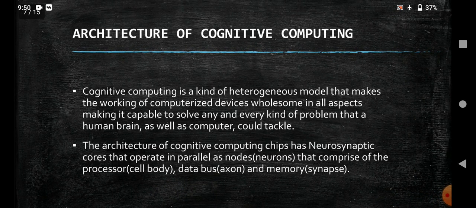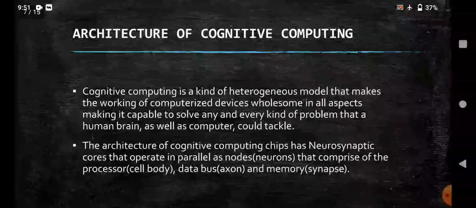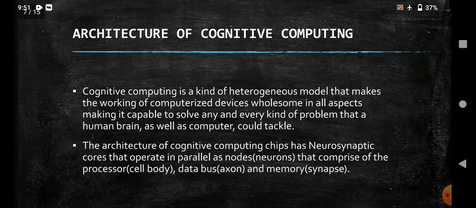Architecture of cognitive computing. Cognitive computing is a kind of heterogeneous model that makes the working of computerized devices work in all aspects, making it capable to solve any and every kind of problem that a human brain as well as a computer could tackle. Cognitive computing has a heterogeneous architecture and it performs complex tasks, solving any task that a human brain or any computer could tackle.